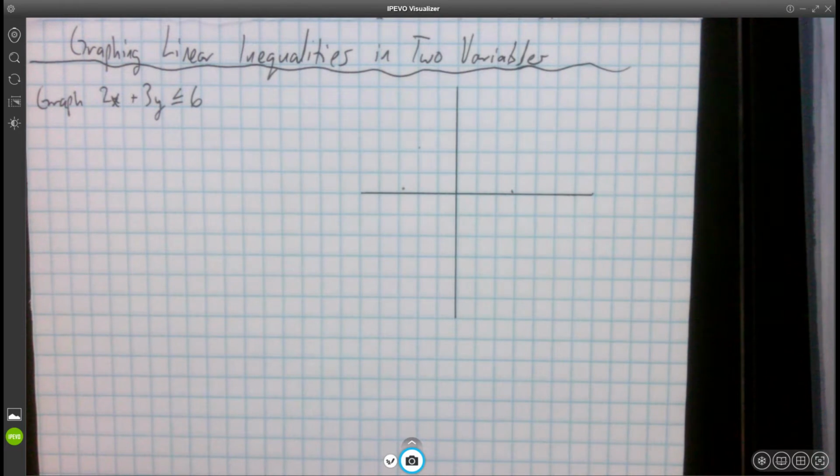All right, in the last lesson, we looked at finding solutions for these linear inequalities in two variables. But now we're going to graph these linear inequalities in two variables. If we take a look at this linear inequality, it looks very similar to 2x plus 3y is equal to 6, right? A linear equation. And so we want to graph this on this plane here.